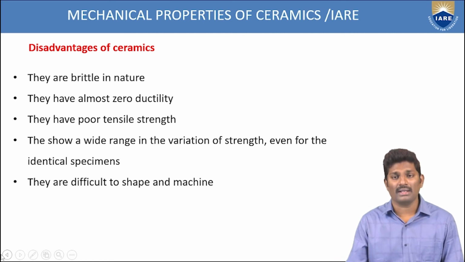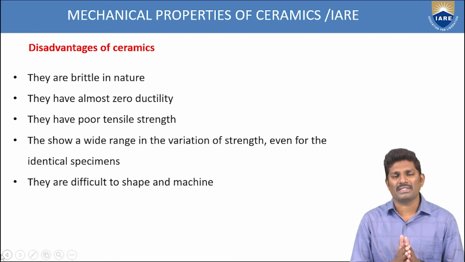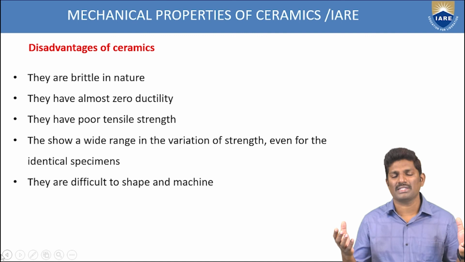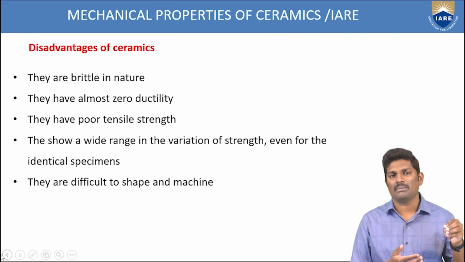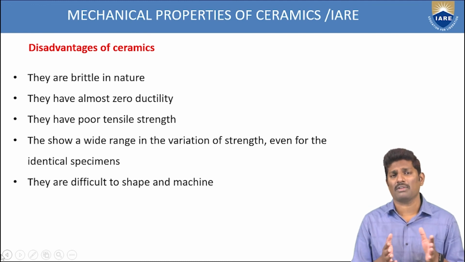They show a wide range in the variation of strength even for identical specimens. So there is a very wide range of variation in the strength. One metal will have one type of strength, another type of ceramic will have different strength. Because of this wide variation in strength, these are identified for specific applications only. They cannot be used in wide applications. But when you compare with metallic and non-metallic materials, they have a number of applications.